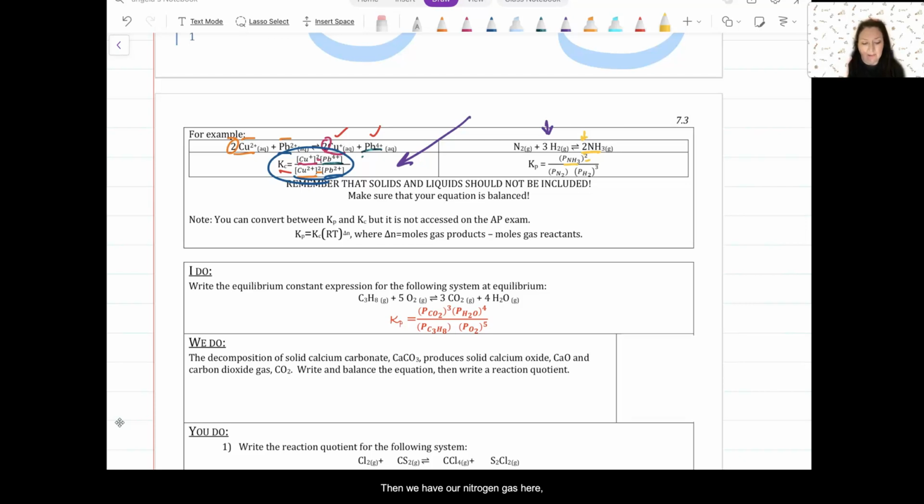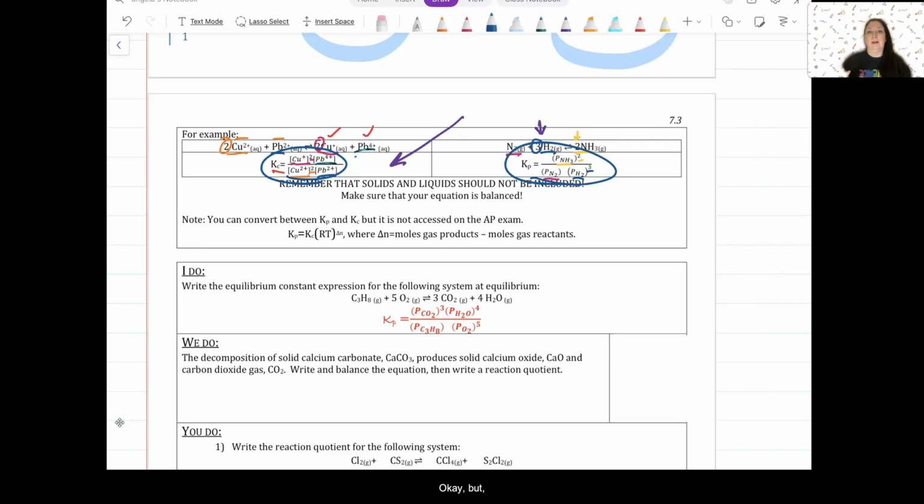Then we have our nitrogen gas here, coefficient's 1, exponent's 1, and then we also have our hydrogen gas next to him, and his coefficient is a 3 and his exponent is a 3. So this is also the expression, okay? And so that's the basics on how you set it up.